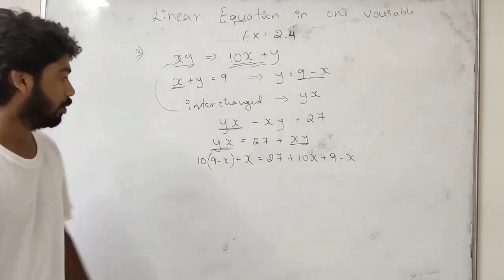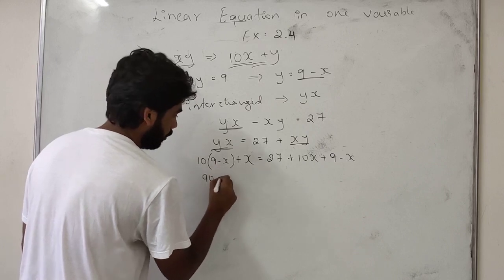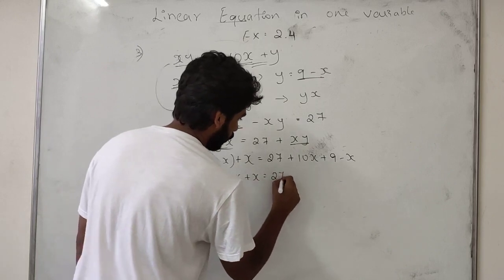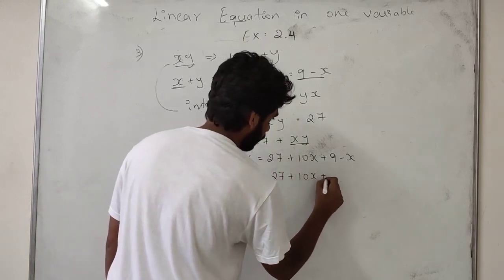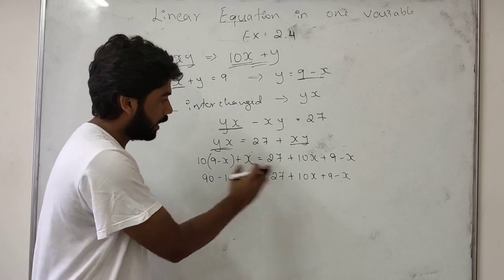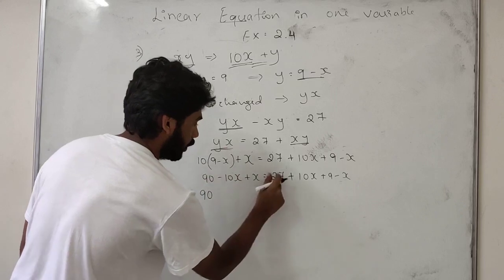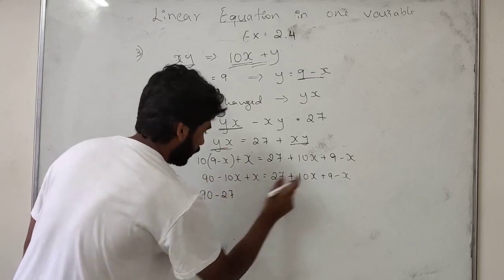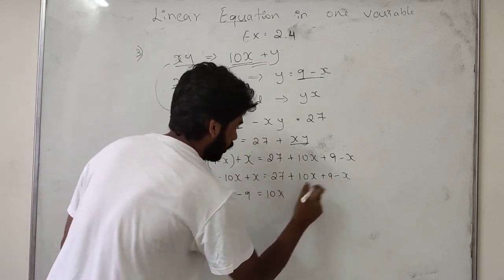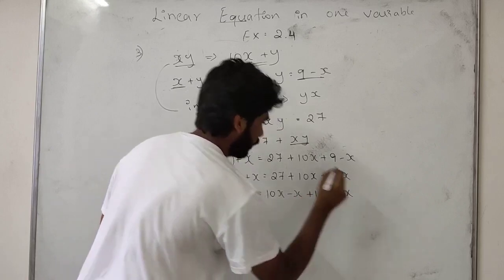Then afterwards we have to solve. After solving, 10 nines are 90, minus 10x plus x is equal to 27 plus 10x plus 9 minus x. Okay students, now place like terms on one side and unlike terms on the other side. I take 27 and 9 to this side: 90 minus 27 minus 9. Now I will put all the other terms on the left side: 10x minus x plus 10x minus x.